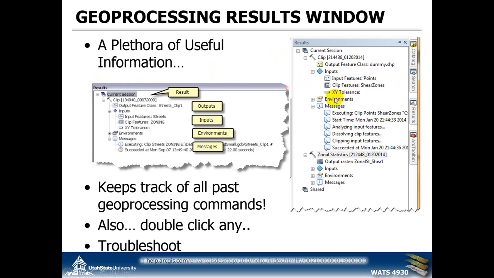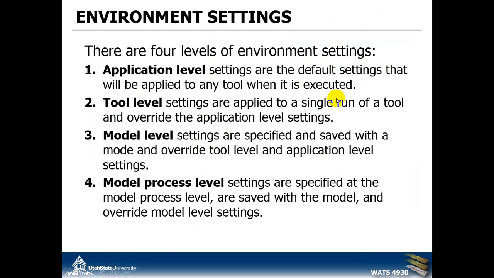I pointed out and sort of glossed over it that they're right here. Turns out environment settings control how your geoprocessing tool works. And to make things very confusing, there's 4 levels of them. We have application level settings, which are for ArcGIS in general. These are the default settings that are applied to any tool when it's executed.